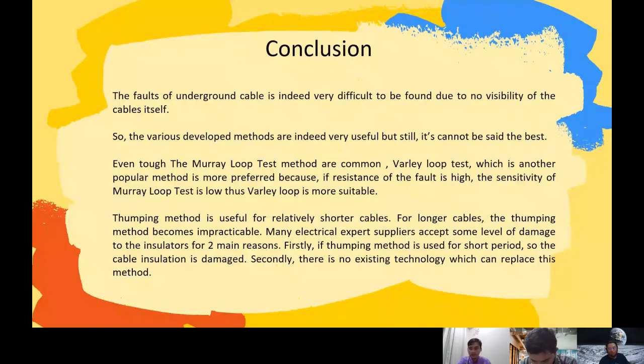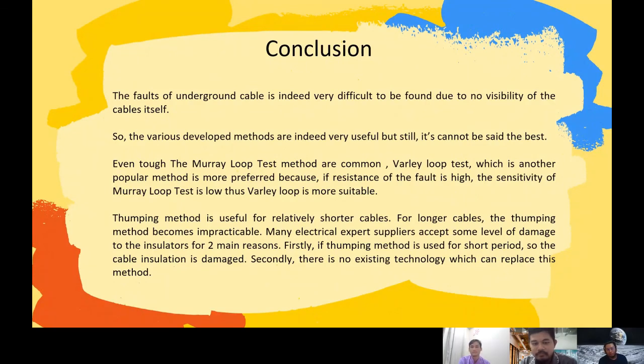Okay, so to conclude, the faults of underground cable are indeed very difficult to find due to the lack of visibility of the cables themselves. The various detection methods are indeed very useful, but still it cannot be said which is the best. Even though the Murray loop test method is common, the Varley loop test, which is another popular method, is more preferred because if the resistance of the fault is high, the sensitivity of the Murray loop test is low, thus the Varley loop test is more suitable.